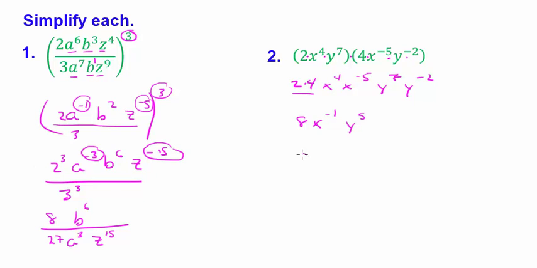Okay, so now we have 8, which is fine, and we have y, which is fine, but notice how the x has a negative exponent, and that is not okay. So we want to move that to the denominator and make it x to the 1st, and you don't even need to really write the 1st, but it is just simply 8 times y to the 5th over x.